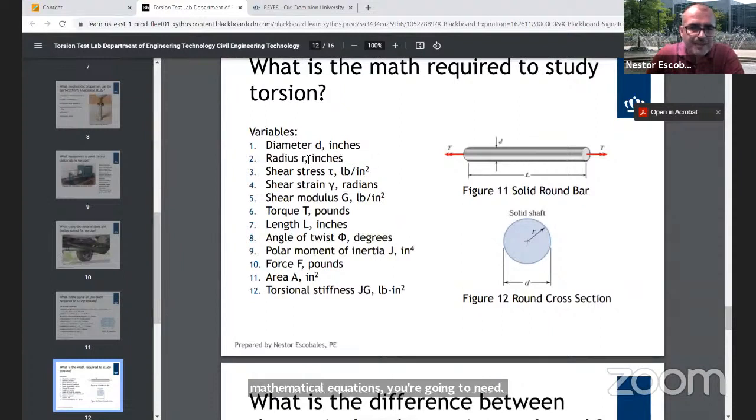Variables: diameter, radius, shear stress tau. This is the Greek letter tau. Shear strain gamma, and so forth. The units of the different variables are provided here. That's the bar that we're testing. It is a solid bar, radius R, diameter D.